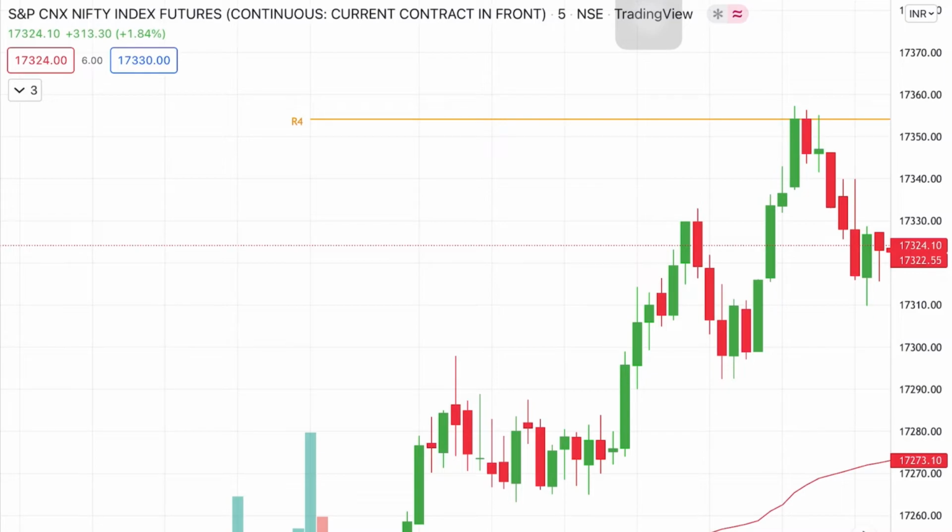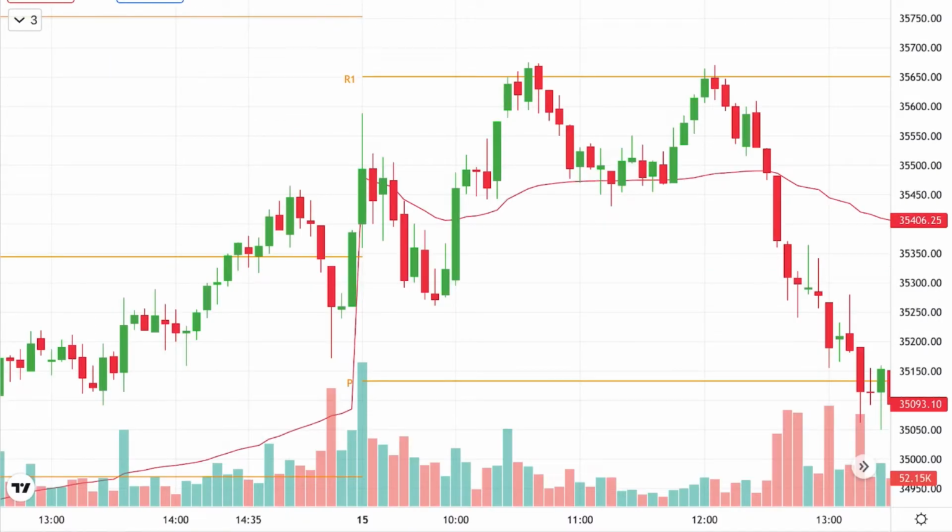Let's see another example. This one was Nifty. Next one will be of Bank Nifty. So here we are with our Bank Nifty chart, and this example is going to be of breakout failure. So in Nifty we saw an example of breakout. This example is going to be of breakout failure.